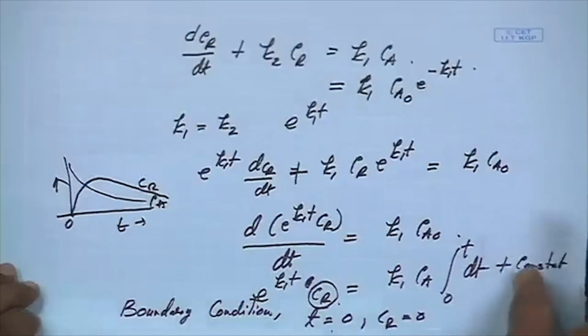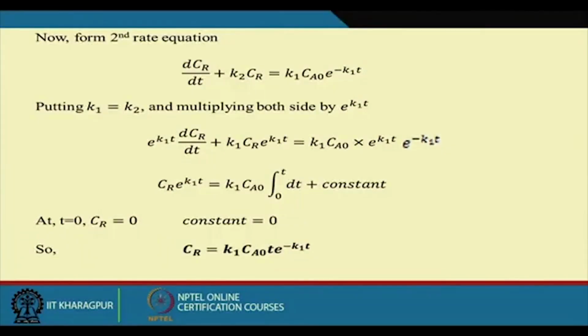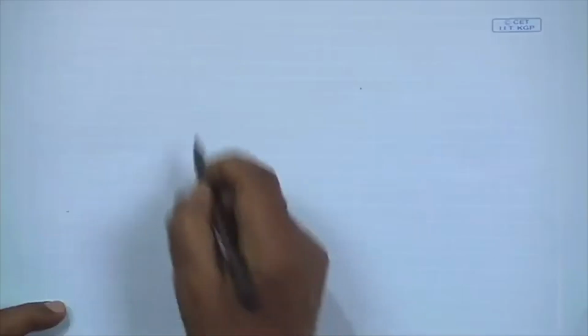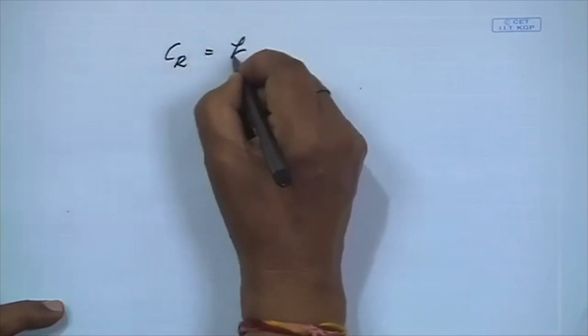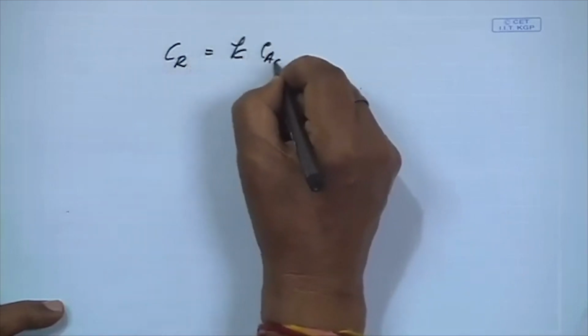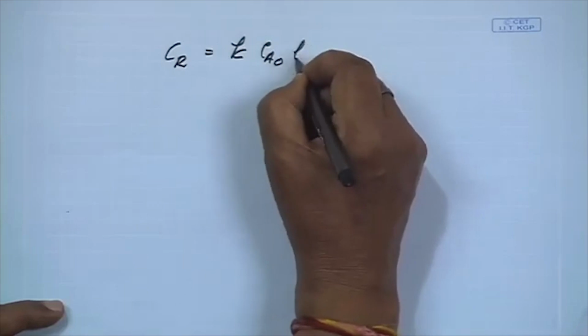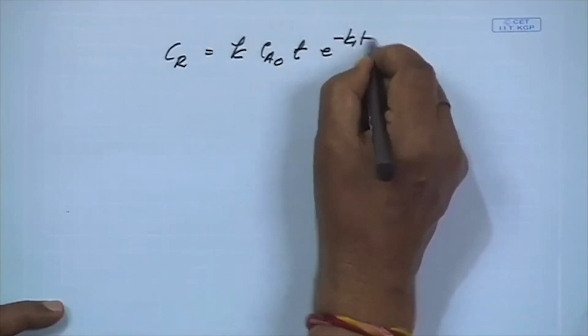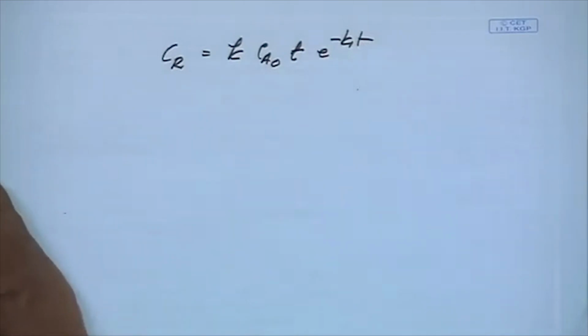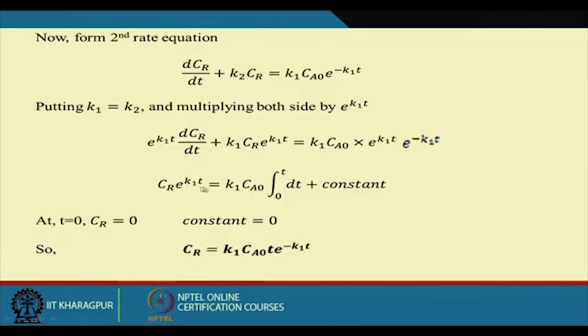So what will your whole equation be? The equation will be Cr equal to K1 Ca0 t e to the power minus K1t, because I took this to this side, so it is minus K1t.